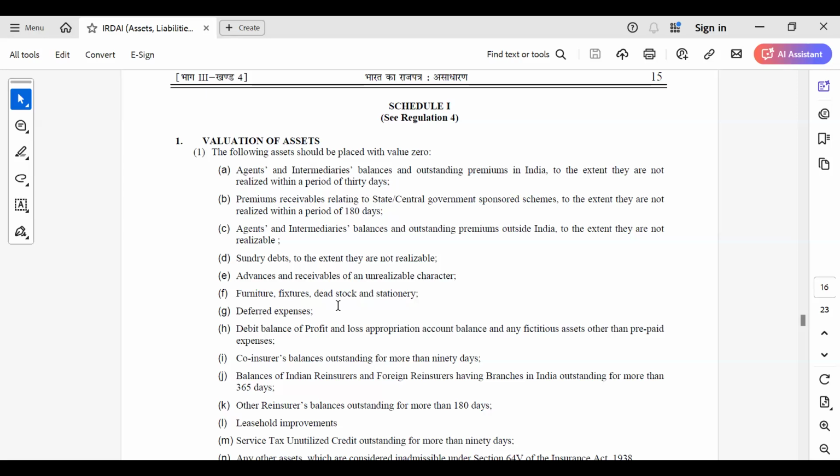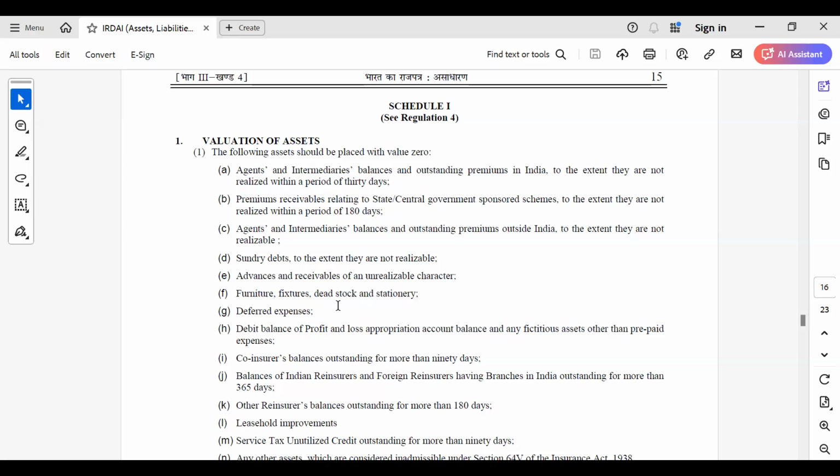Net worth means assets minus liabilities, a simple definition. But in assets we have to exclude certain assets. Suppose we take entire assets, then we have to exclude certain items: agents' and intermediaries' balances and outstanding premium in India, to the extent they are not realizable within a period of 30 days. Premium receivable relating to state government and central government that is not realizable within a period of 180 days.